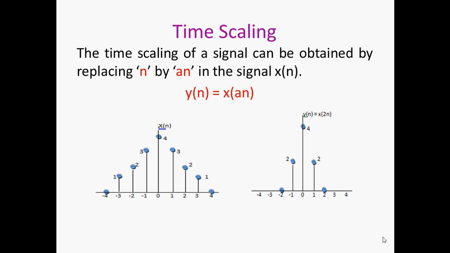So substitute your n values, and then substitute your n value as 0. So y of 0 is equal to x of 0. So x of 0, the value is 4. y of 1 is x of 2 into 1, which is x of 2. So x of 2 value is 2. So that is obtained as y of 1 here. Then y of 2 is x of 4. So here x of 4 value is 0. So 0 is obtained as the value of y of 2. So similarly, y of minus 1, y of minus 2.